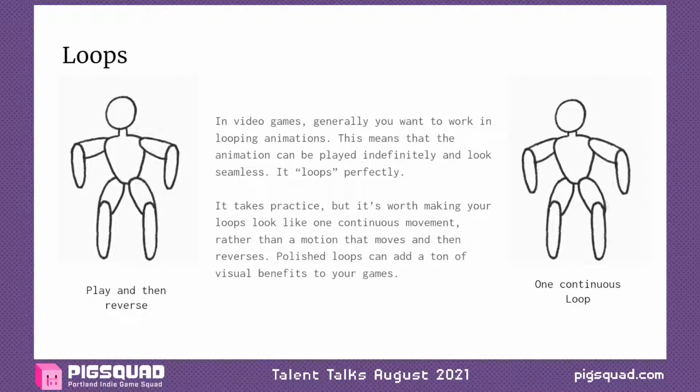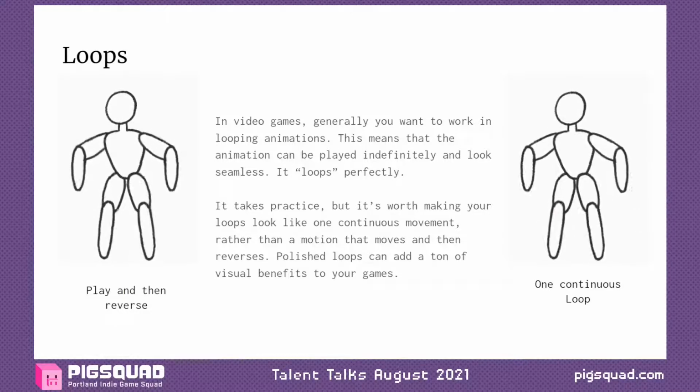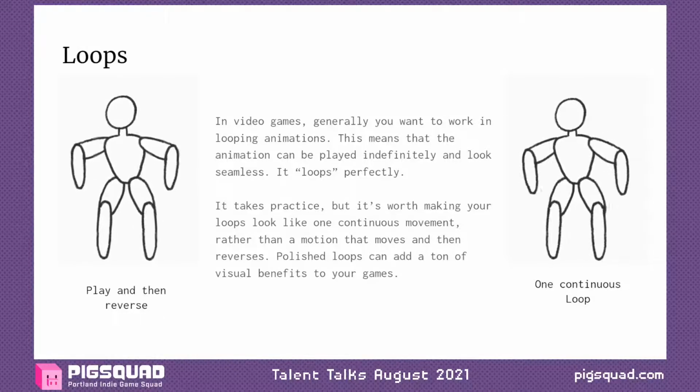And here I have an example of this paper doll puppet animation. It's actually very scary now that I look at it. It's kind of Slender Man-y. On the left, I have an example of an animation that just plays and reverses. The body goes down and up, the arms move down and up, and you can tell where it's looping and where it's reversing. It's just going to one point and then playing the animation backwards until it's back at the beginning.